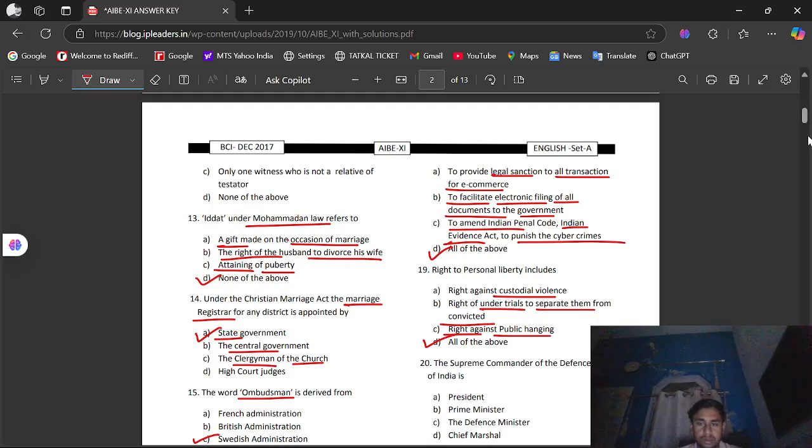Question number 20. The Supreme Commander of the Defense Force of India is option A, President. Option B, Prime Minister. Option C, the Defense Minister. Option D, Chief Marshal. Its right option is option A, President. So the Supreme Commander of the Defense Force of India is President.